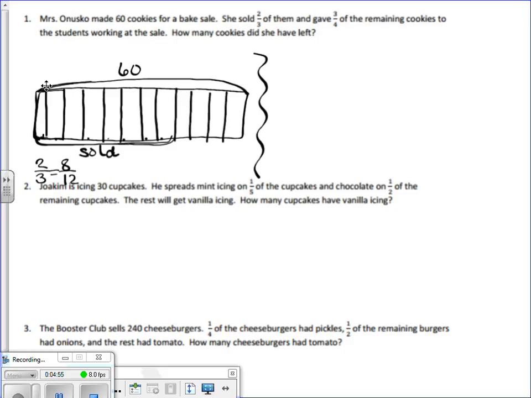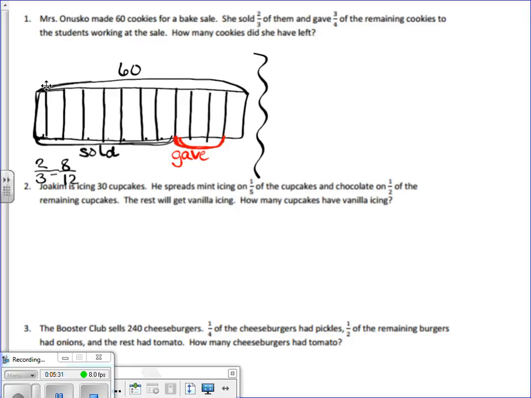If she gave 3/4, 1, 2, 3, 4. If she gave 3/4 of the remaining cookies to the students working at the sale, how many cookies did she have left? Now they're not asking for a fraction, they're asking for a number.